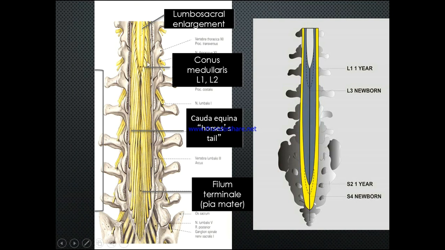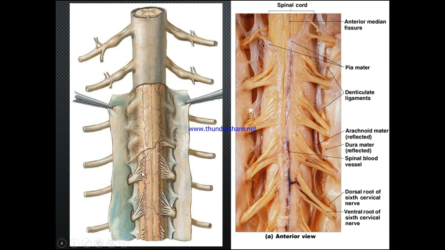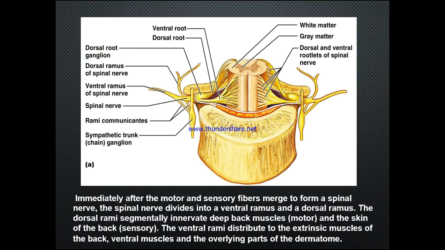And we can see here L1, L2, and below, as we come down from the conus medullaris, we can see the cauda equina and then these filaments. So when the needle is placed, it's not going into a direct structure, such as the lumbosacral enlargement. You're going between these smaller structures, the horse's tail, the filaments.